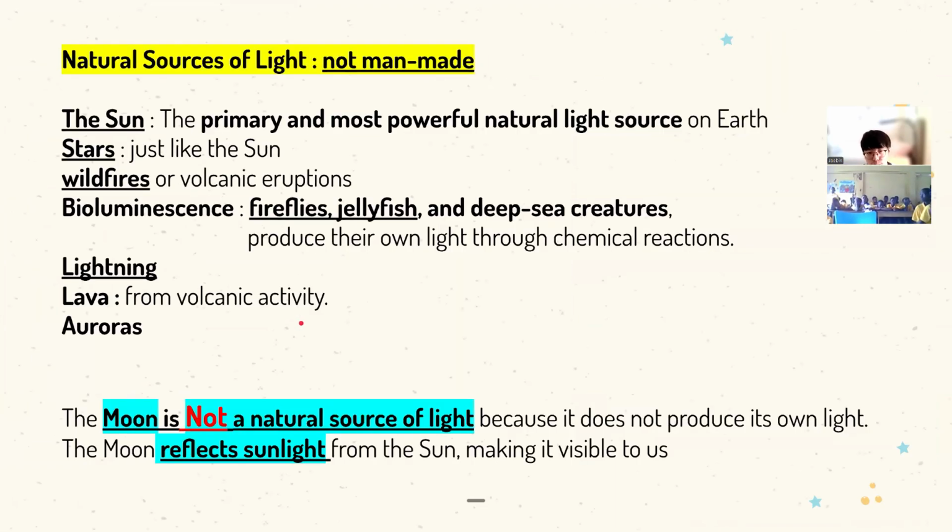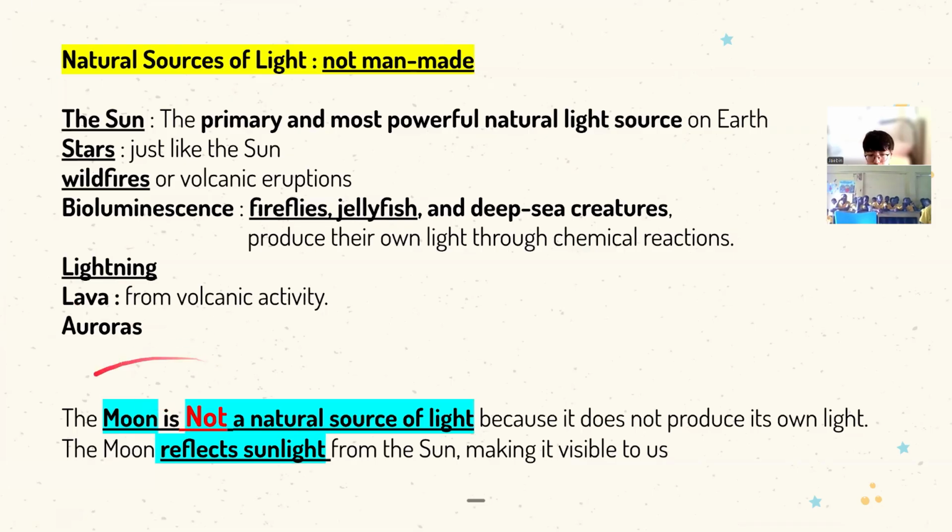So a natural source of light is anything that is not man-made, of course. So things like the sun, the stars, the wildfires or volcanic eruptions, bioluminescence like the fireflies and glowworms that we've talked about. All of those create their own light. Also, things like lightning, lava, or auroras, all of those are natural sources of light, which is not man-made.